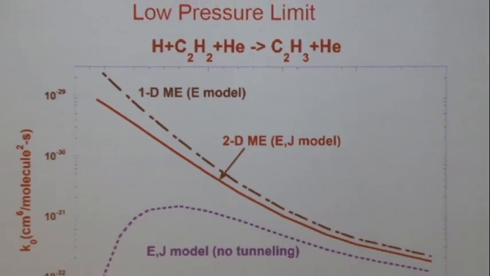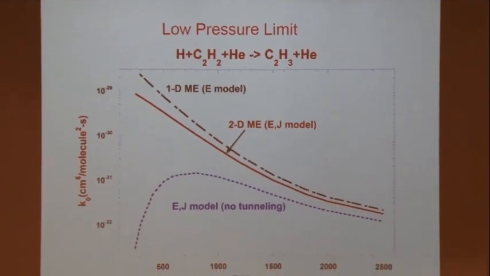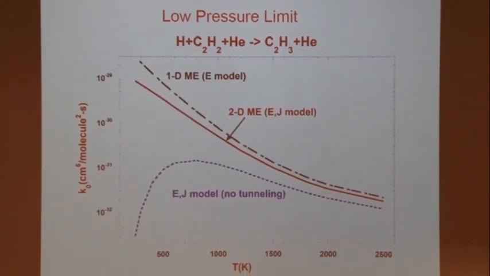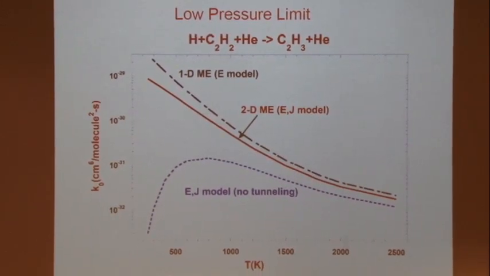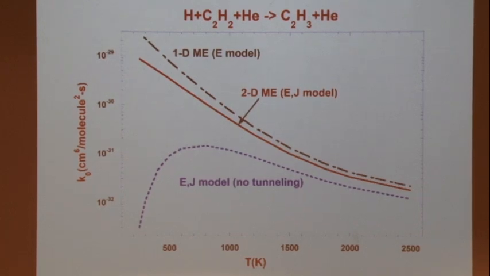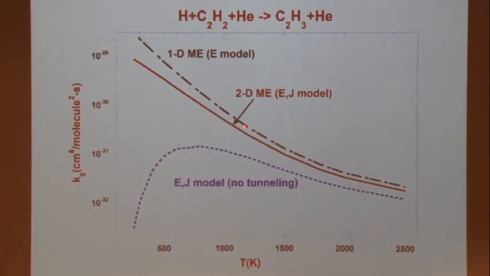Here's another one: the low pressure limit of acetylene adding an H atom to make vinyl radical. The reverse of this is very important for making soot in flames. And you can see the 1D master equation with just the energy conserved, and the one with the energy and the J conserved, they're not that different. Maybe a factor of 2 or something up there. So a lot of people would just do the 1D because it's easier. And it's not that inaccurate.